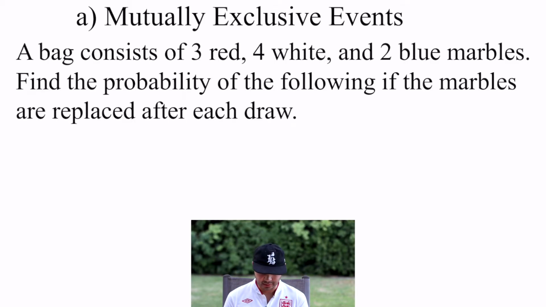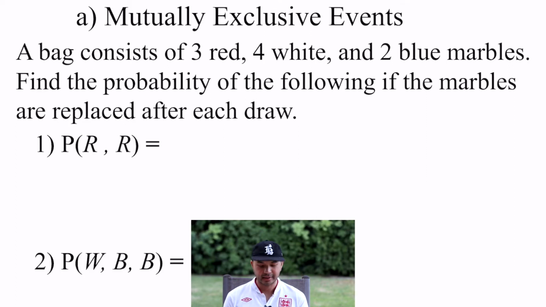Okay. So let's take a look at the probability of multiple events and mutually exclusive events, also called independent probability. So let's look at this. A bag consists of 3 red, 4 white, and 2 blue marbles. Find the probability of the following if the marbles are replaced after each draw. So some people call this probability with replacement, without replacement. Probability of getting red, comma, and then red again. So that means you pick a red marble, most probably getting that, and then putting it back, and then get a red marble again. So it's hard to visualize, so let's look.